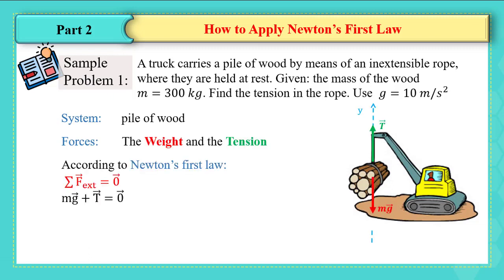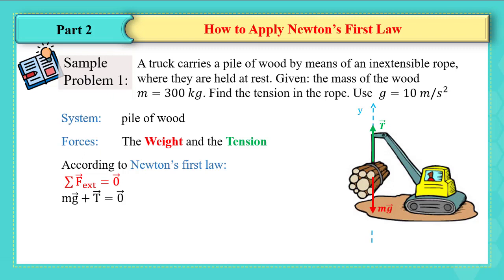According to Newton's first law, the sum of forces equals zero in vector form. Why did we mention the first law? Since we are talking about a system which is at rest. So it was at rest, it keeps at rest. It is the first law of Newton. Now, the forces are mg vector plus T vector equals 0 vector.